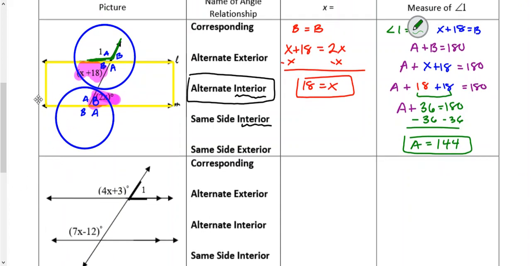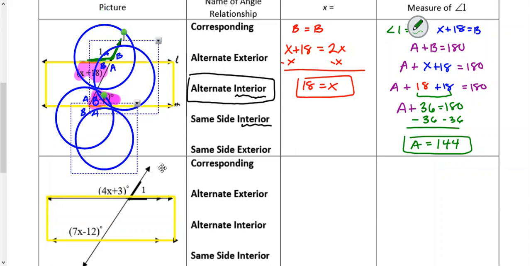Okay, we're going to do the same thing. I'm going to copy down my box. There we go. And we have the circles.